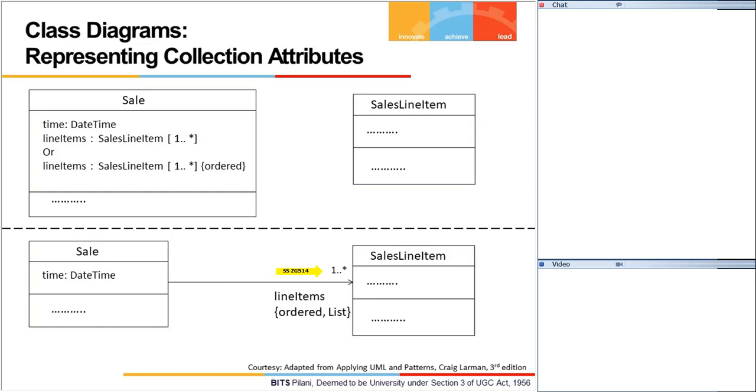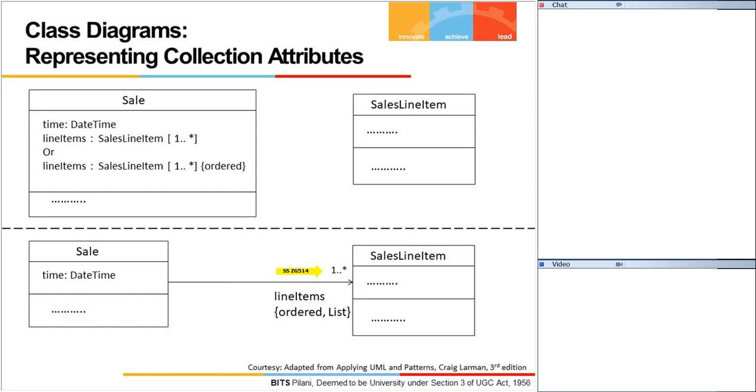I didn't get the question. How to represent person address? Okay. How do we represent inheritance in class diagram? I'm coming to that.